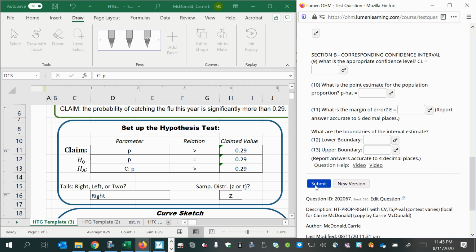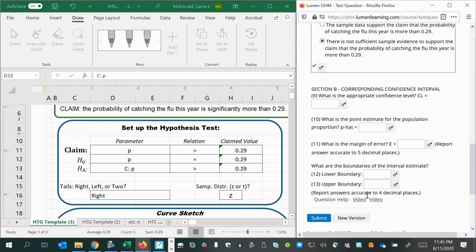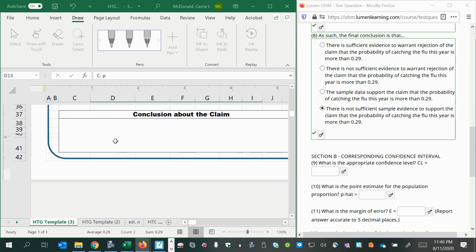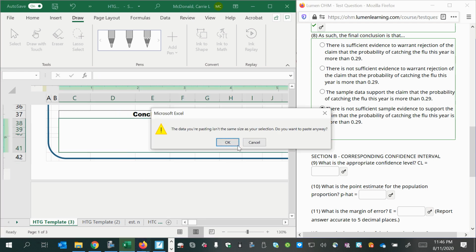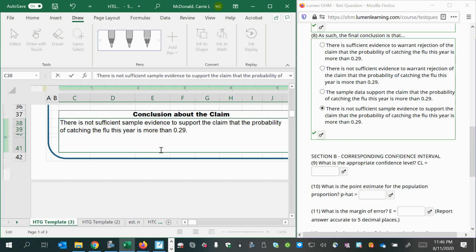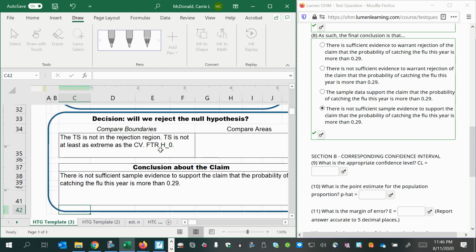Are you going to submit for me? All right, I like that. And I'm going to put it into my conclusion about the claim. All right, calm down. Had to double click on it to get it to go in.